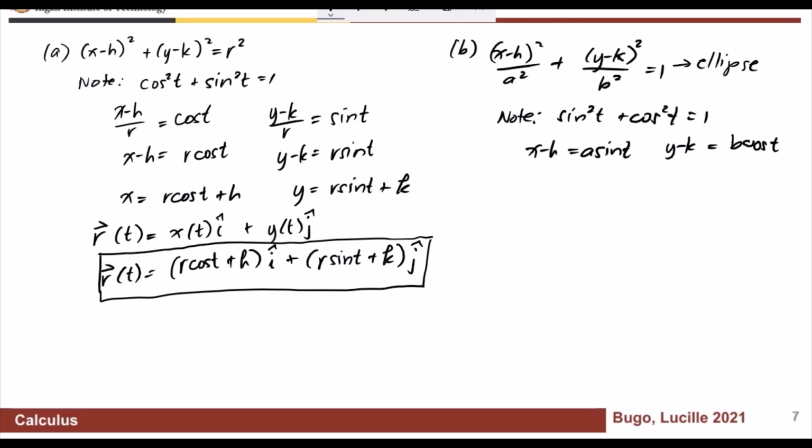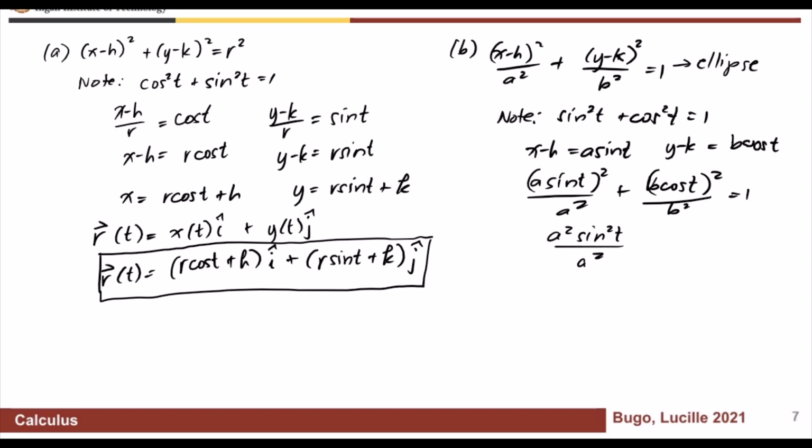So that if you substitute this in the given equation, we will have a sine t quantity squared over a squared plus b cosine t quantity squared over b squared equals 1, which will give us, of course, a squared sine squared t over a squared plus b squared cosine squared t over b squared equal to 1. And of course, we will get sine squared t plus cosine squared t equal to 1, which is a fact.